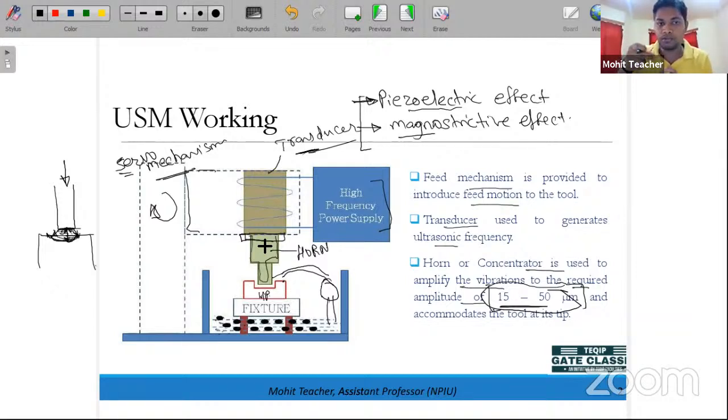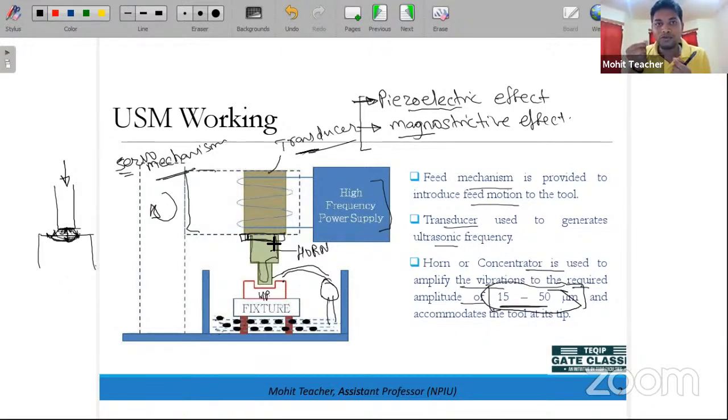Generally this USM process is used for a very small thickness, for very small removal of material, like cleaning or deburring. This is basically the tool tip. So there will be no proper vibration if it is very small. If the tool is directly connected to the transducer, then the amount of the amplitude is not that much.